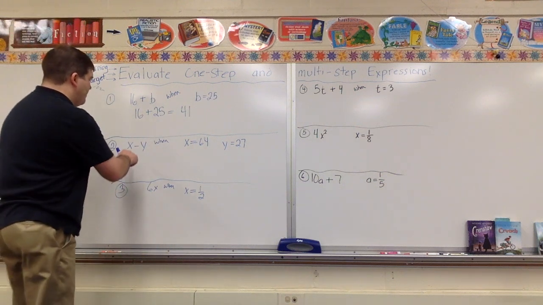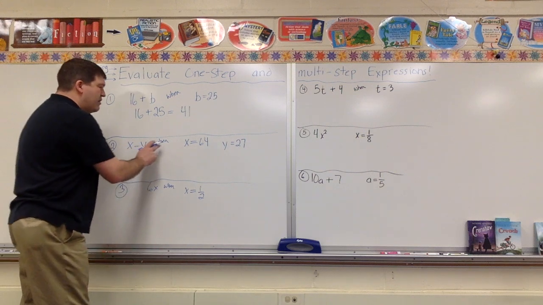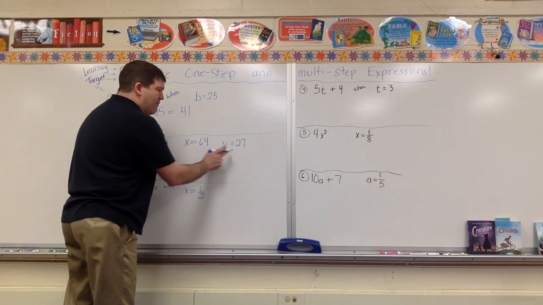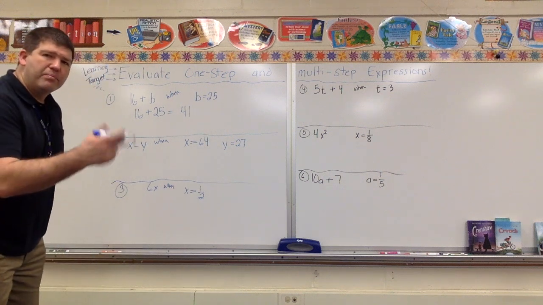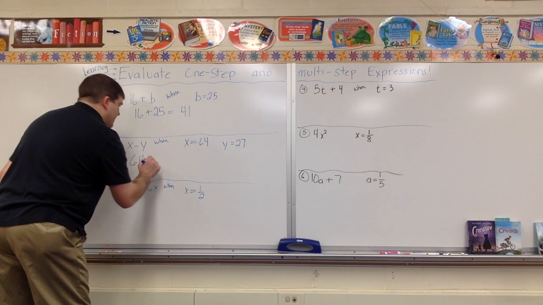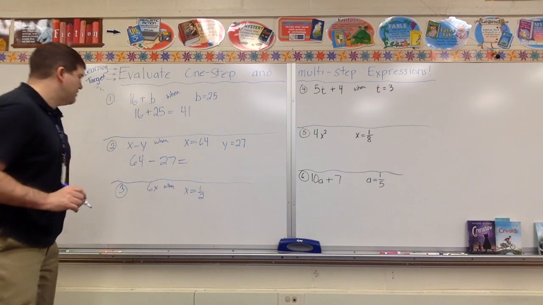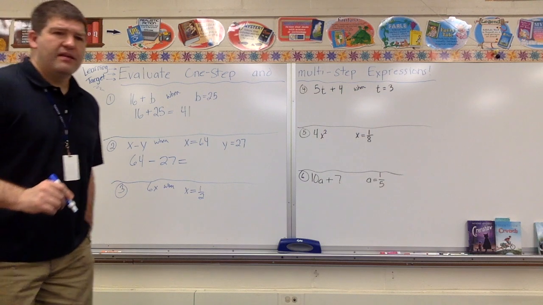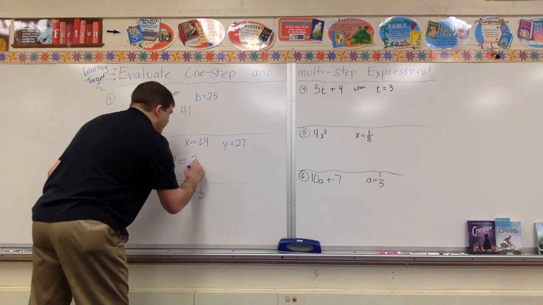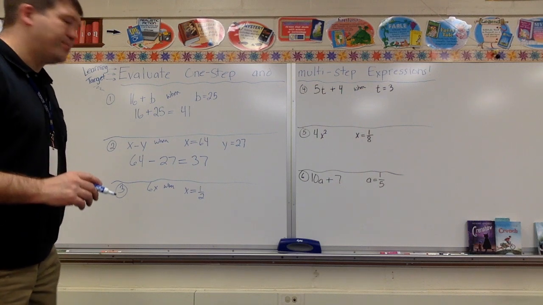Okay? Here we have x minus y, two variables, x minus y. Now, when x is 64 and y is 27, I can plug these in and solve. So 64 minus 27. And when I do that, I get 37. I just plugged in x and y and did the operation.